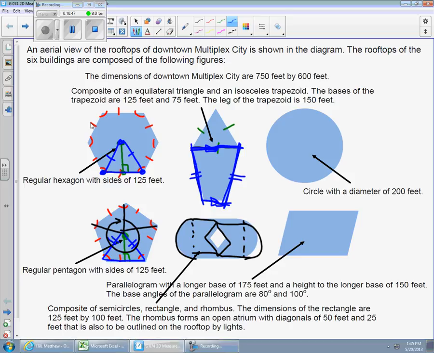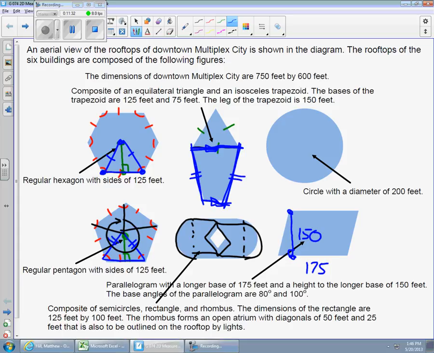Now the wording on that's a little bit strange, so I wanted to share with you what that actually means. Parallelogram with a longer base of 175 feet. So they give us this piece of information, and then they say a height to the longer base. Now I was pretty concerned that a lot of people would misread what that means. A lot of people would just say, oh, that's the other side of the trapezoid, or the parallelogram, and it's not the other side. They said it was a height. Heights occur when you're perpendicular to one of your sides. So they established that the height to the longer base is 150 feet, if I remember correctly.